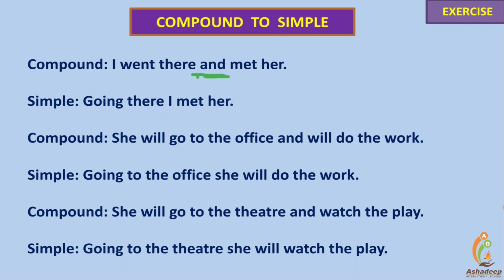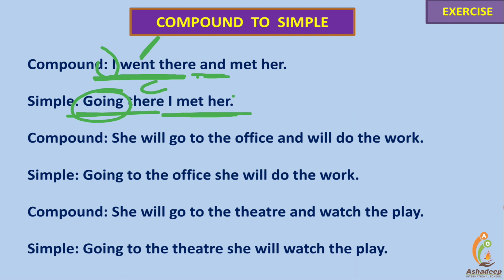Now friends, let us convert a clause into a phrase. I went there. We will remove the subject. And went is a finite verb, it will be converted into a participle to make it a phrase. So I went there is a clause, and the phrase is going there. Went is converted into a participle. Go is the basic form, ing form. Going there, I met her. I met her is a clause.